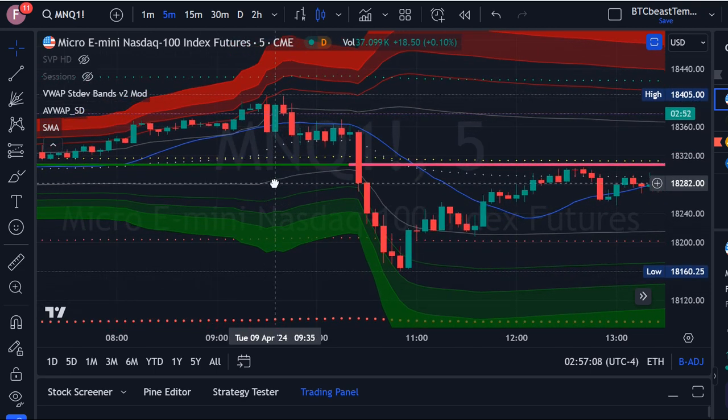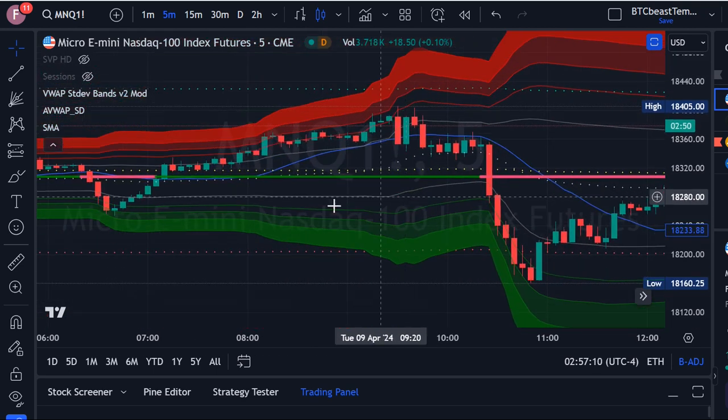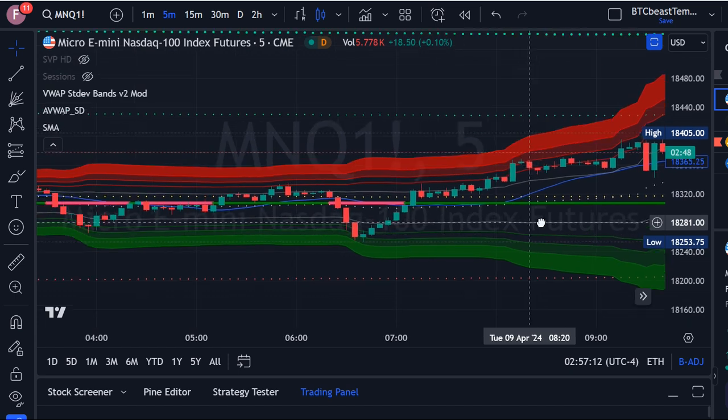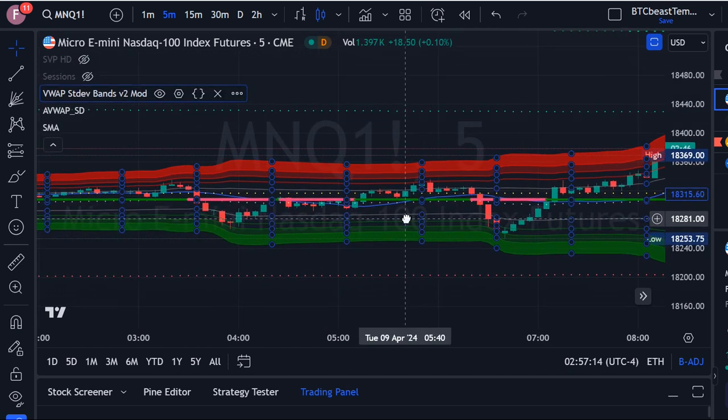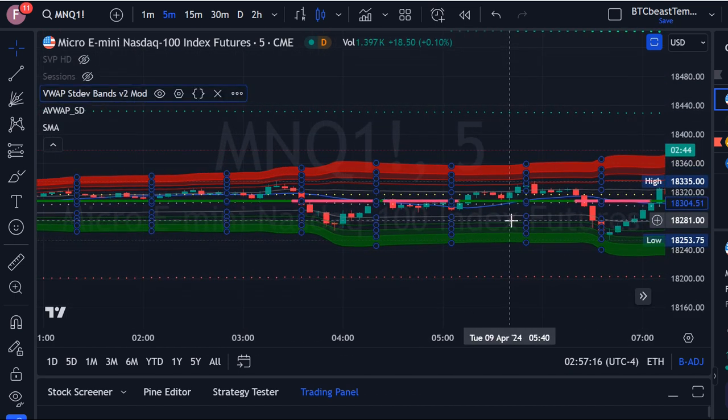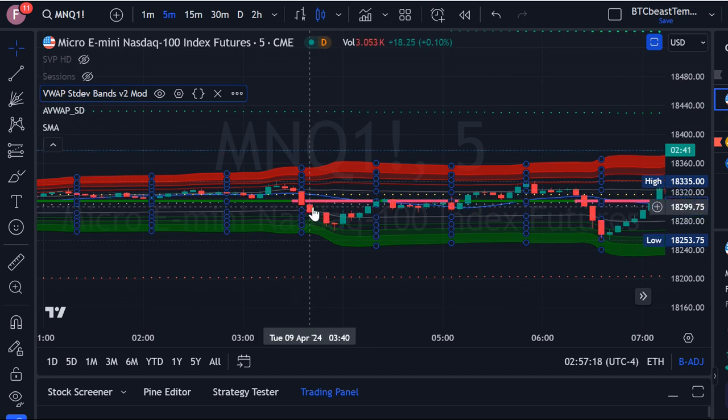Let's see if I can find a downward pullback. I don't think there was really much of one. Nope. Not a really big one. There's a little one here. You had a pretty shallow one, then you had a retrace here. Probably got to the 25. Got the quarter. Pretty close.